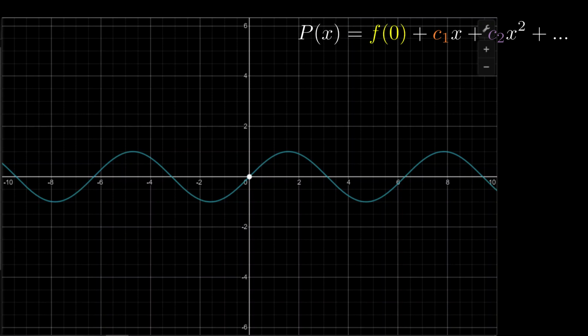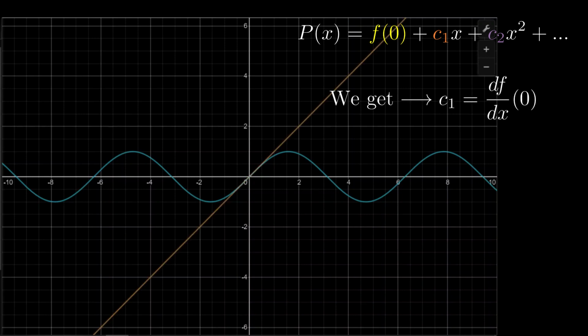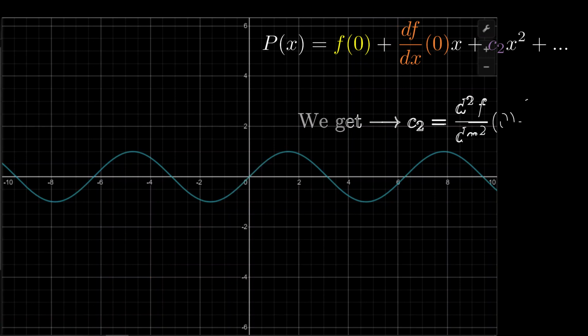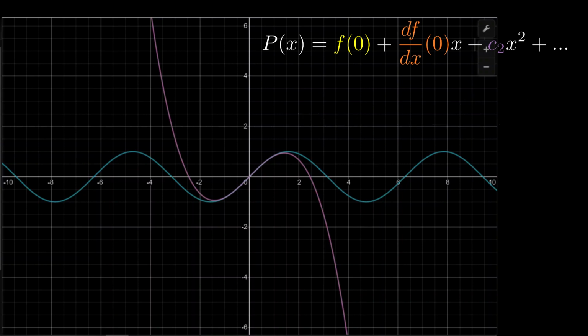Now if we took the first derivative of both the function and the polynomial and do the math, we get that C1 is proportional to the first derivative. That is, the slopes at x equal to 0 are equal. Similarly, if we took the second derivative of both the function and the polynomial, we get that C2 is proportional to the second derivative. That is, both the function and the polynomial curve similarly near 0.